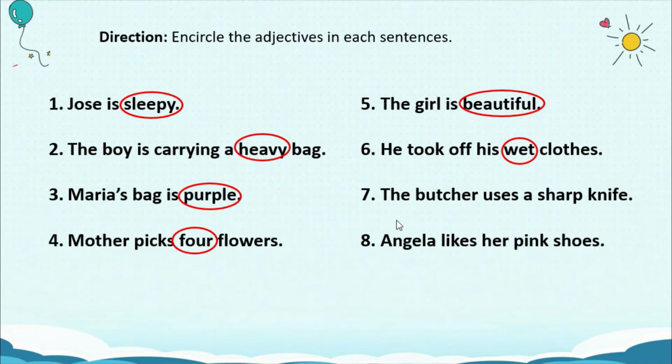For the seventh number, the butcher uses a sharp knife. The word sharp is also an example of an adjective. And for the last sentence, Angela likes her pink shoes. Well said, the word pink is an adjective in the 8th sentence.